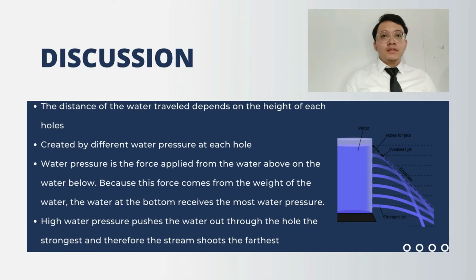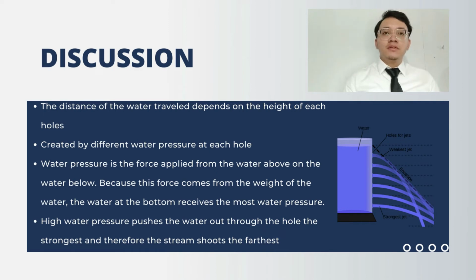As you can see, the distance the water travels depends on the height of each hole. You should see that the stream coming out from the topmost hole lands the nearest to the bottle. The further down the hole, the farther its stream lands.